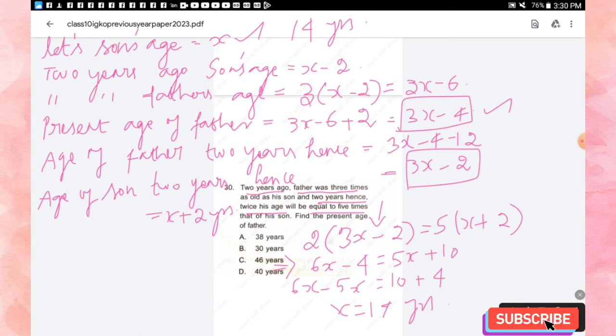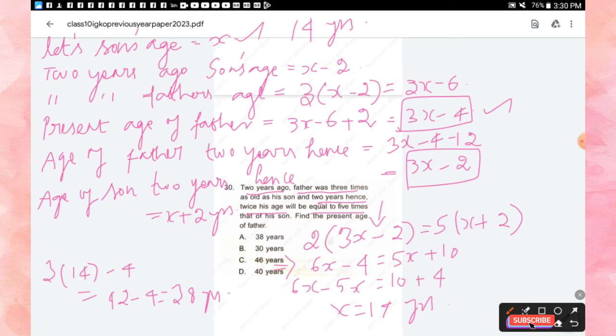Now we have to substitute here: 3 into 3 times 14 minus 4. Correct? That is 42 minus 4 equal to 38. So 38 years. Option A is the right answer.